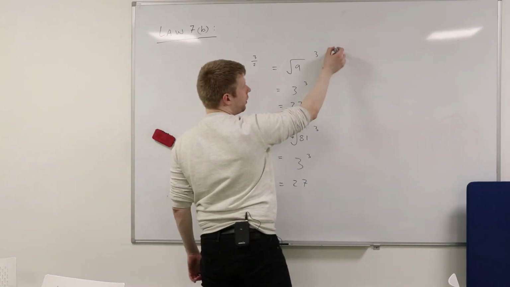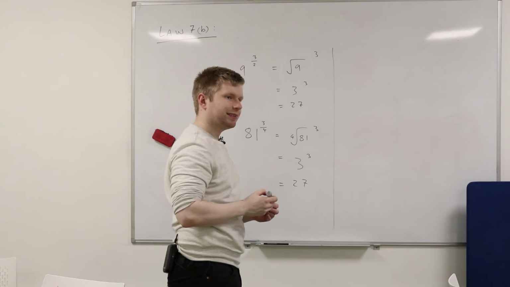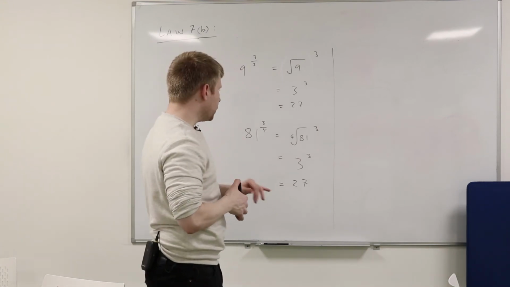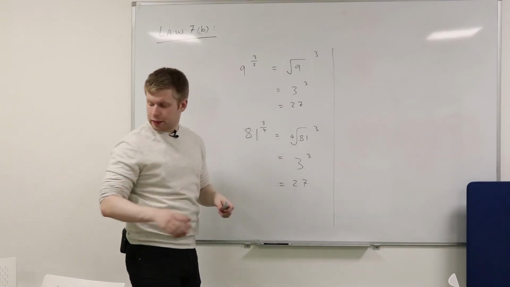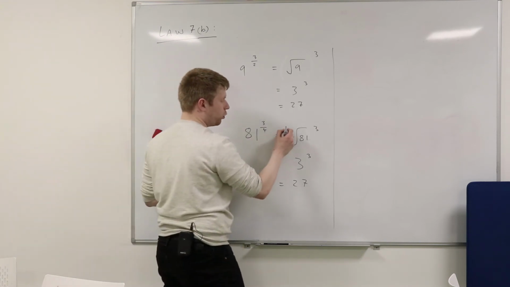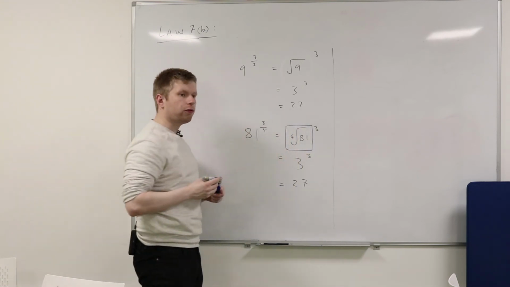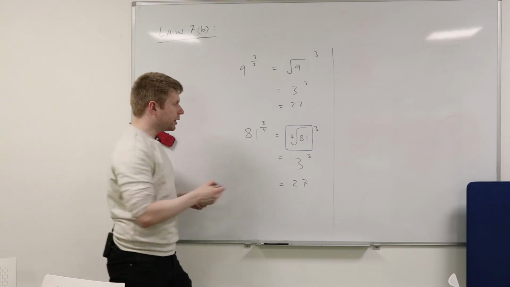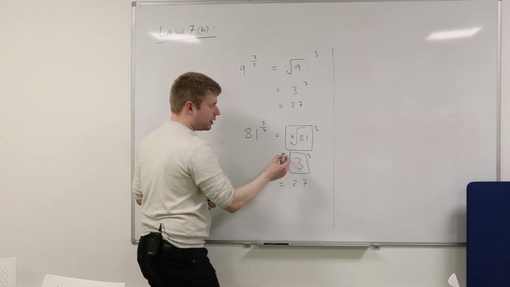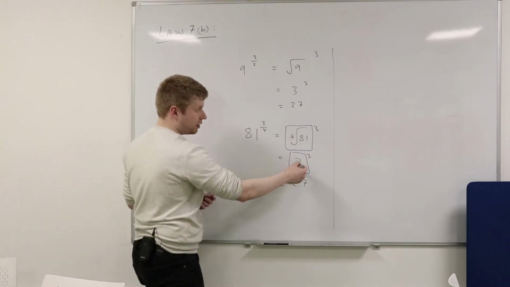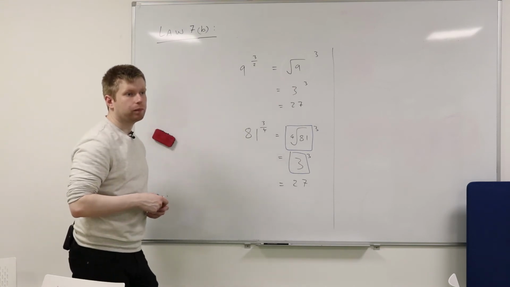Okay. What about... Yes. Why is it 3 to the power of 3? Because here what we did was we took the root first. We took the 4th root of 81 first. And you said that 4th root of 81 is just 3. And then we just had the cube left over to do.